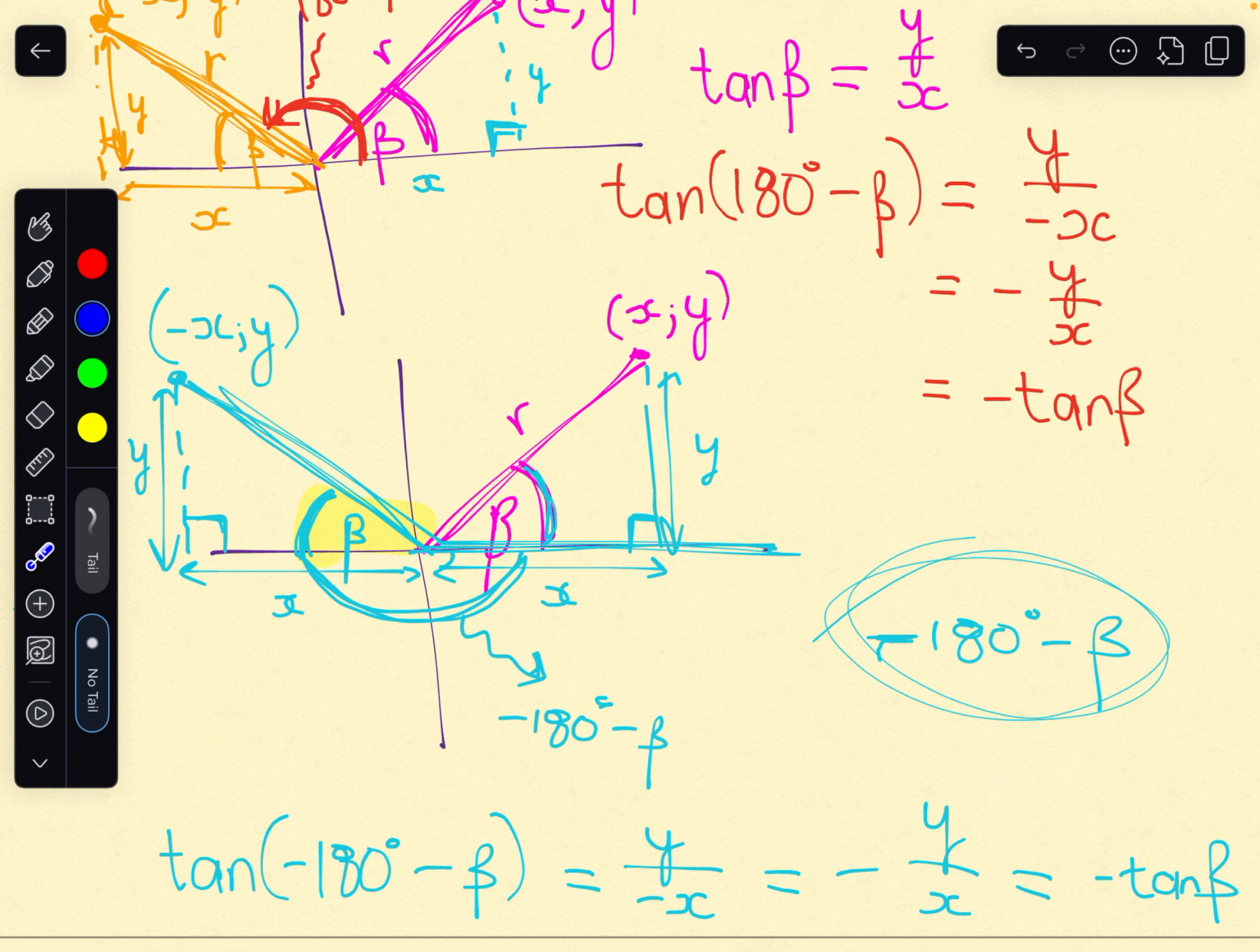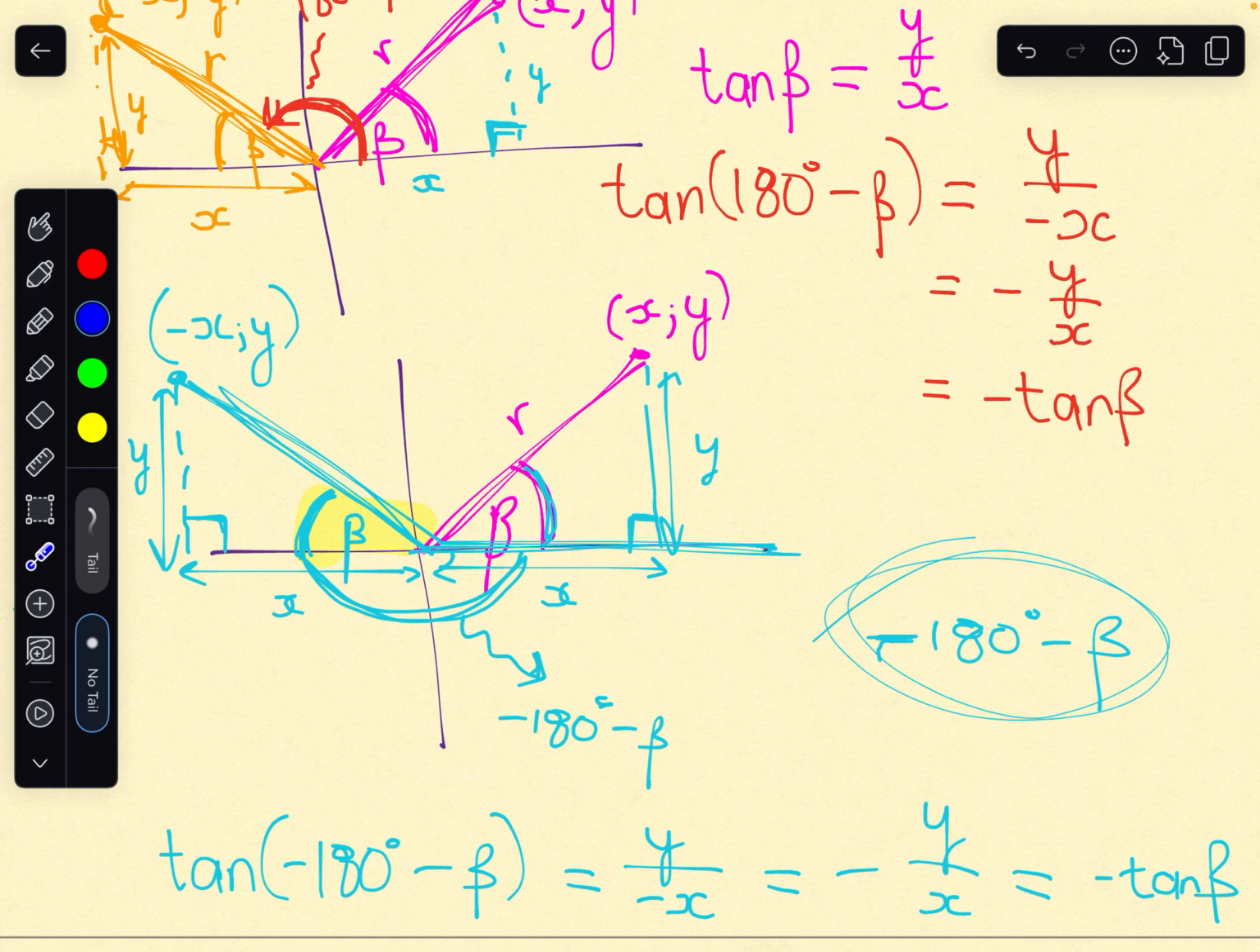Yeah, that was my second bash. I tried to explain this. So in the same vein, for example, if we were to look at the angle 180 minus beta, sine of 180 minus beta would be this coordinate over r, y over r, which is exactly the same as the sine ratio of beta, y over r. So sine of 180 minus beta is equal to sine of beta.